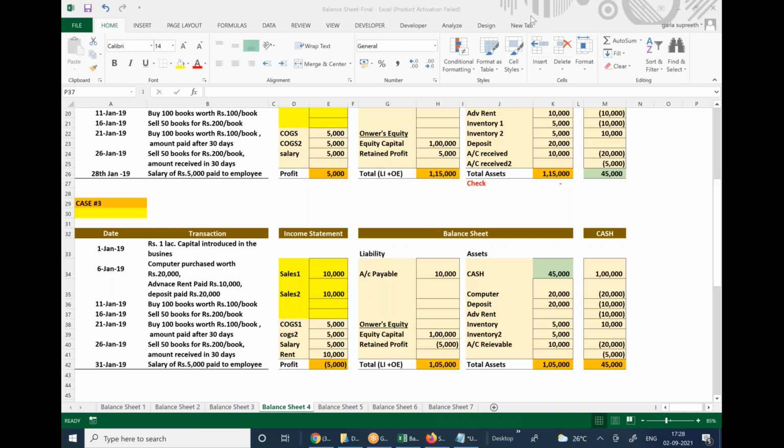Just type number 3 for case 3 if you have understood. And can I go ahead with the next one?